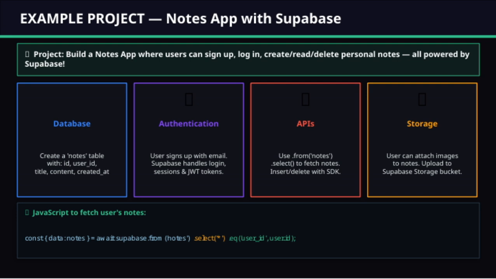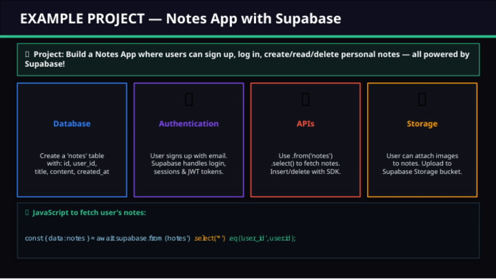Now about APIs, users sign up with their email addresses, and once they do, Supabase manages the entire authentication process. It handles login, sessions, and JWT tokens behind the scenes, ensuring secure and seamless user authentication. On the database side, we create a notes table with columns like id, userid, title, content, and created at. This structure keeps our data organized and easy to query.